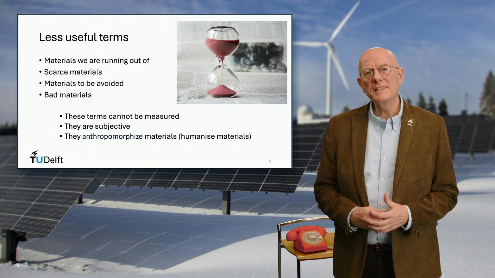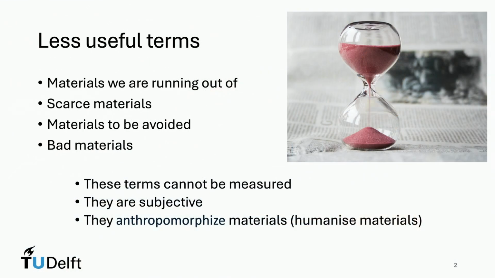Let us begin by considering terms and approaches which will not help us when considering criticality assessments. Popular media, social media, and mainstream society might discuss materials we are running out of or scarce materials. Others might discuss materials to be avoided, and even describing some materials as bad materials. The challenge with such terms is they cannot be measured, and they're subjective.